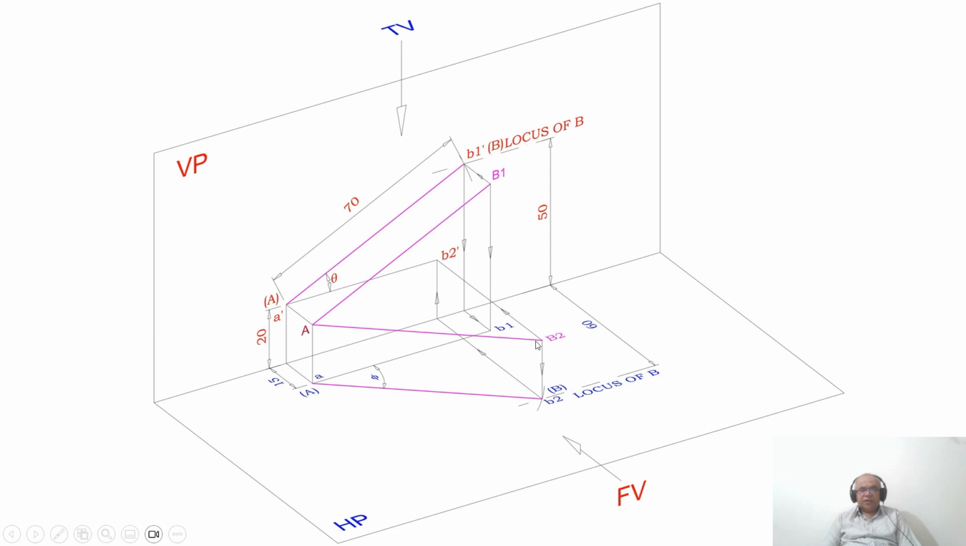True length in HP means what? It is parallel to HP, so it can be seen in HP. Now you know the top view of the true length. But to this I need to write the front view. Where should I look from for the front view? You have to look from the front, like this, from this.